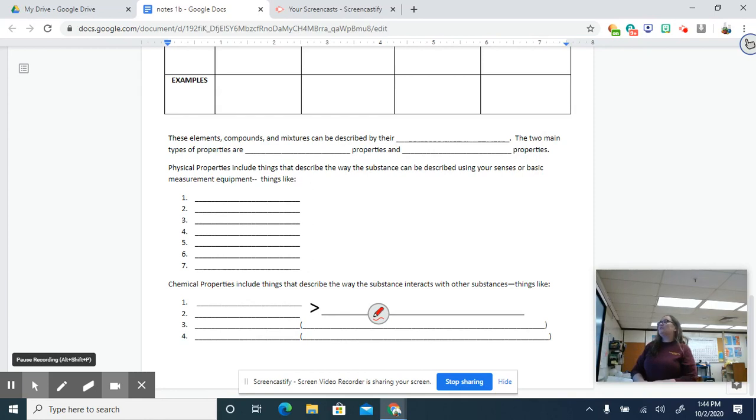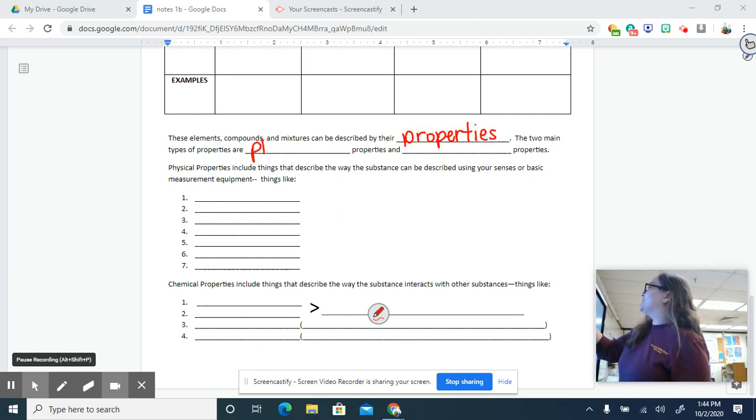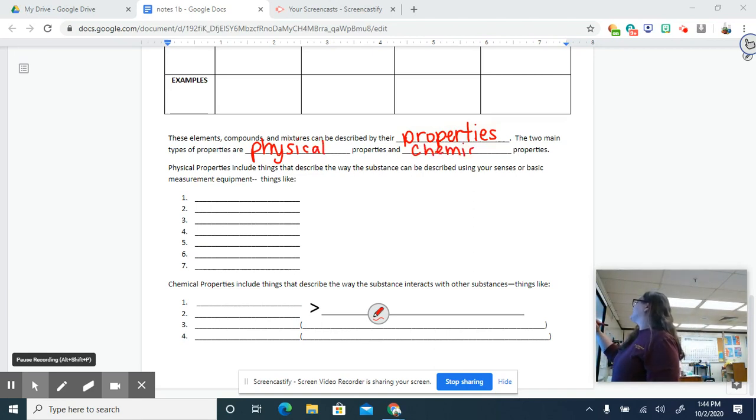These elements, compounds, and mixtures can be described by their properties. The two main types of properties are physical properties and chemical properties. Physical properties are things that describe the substance using your senses, so odor, color, how does it feel, texture, and then also any things that you use using measuring equipment. So temperature, length, height, speed, all of those sorts of things are physical properties.